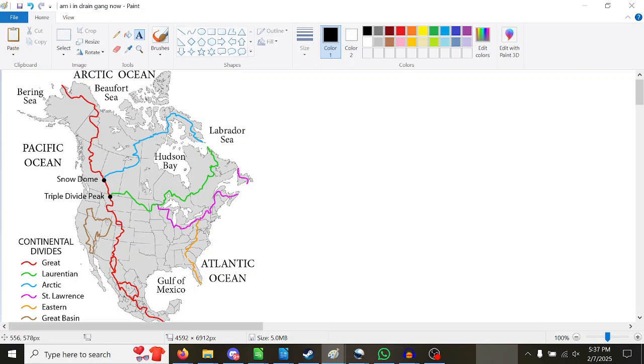Where's that yellow? Where's that orange? In the comments below, tell me if this is yellow or orange.